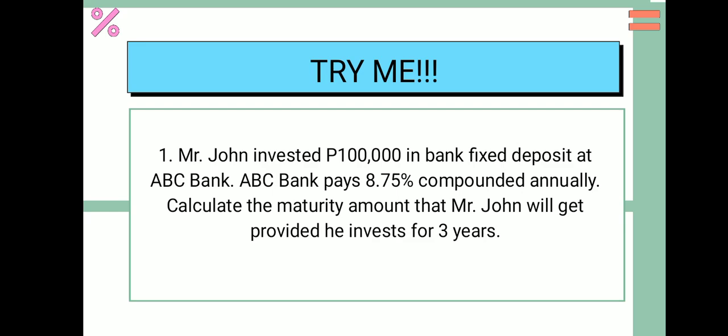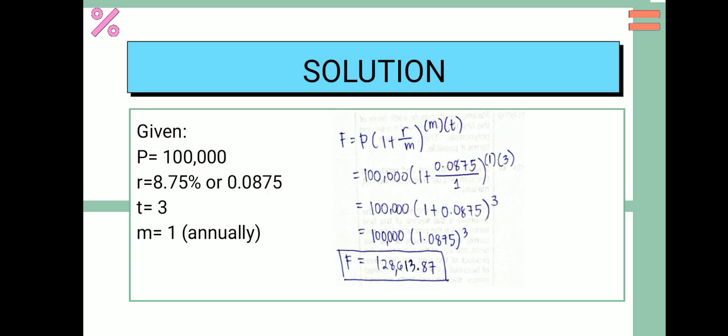Okay, now I want you to grab your scratch paper and ball pen or pen and try to solve the problem. Mr. John invested 100,000 in a bank fixed deposit at ABC Bank. ABC Bank pays 8.75% compounded annually. Calculate the maturity value or the maturity amount that Mr. John will get provided he invests for 3 years.